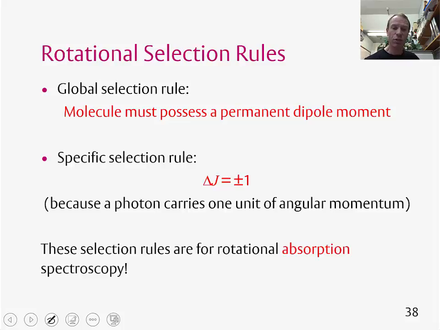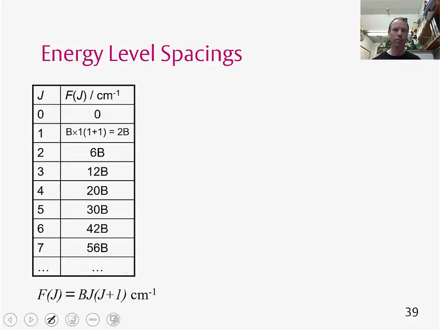So these are the selection rules for rotational absorption spectroscopy. And we can now use them to work out what a rotational absorption spectrum looks like. It helps if we build up a table. So here we have a table with J, the rotational quantum number, and F(J), the rotational term, which has units of centimetres to the minus 1, and we can just fill it up. If you remember, F(J) is equal to BJ(J+1), we can work out all these values in terms of B. So we have 2B, 6B, 12B, and so on.